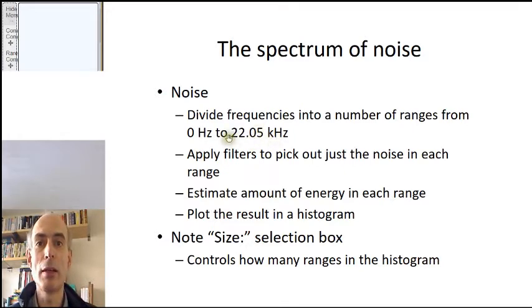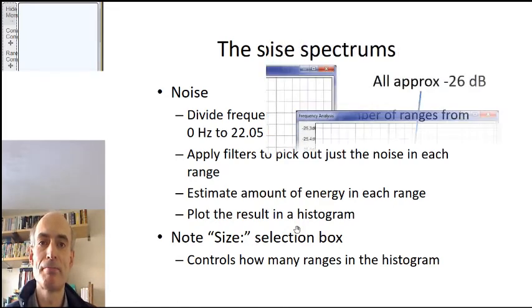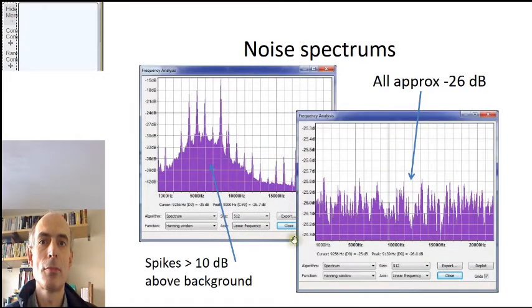Once we've divided our frequencies into these ranges, we then apply a series of filters just to pick out how much noise is in each one of those frequency ranges, estimate the amount of energy in each range, and plot the result in a histogram. Audacity is very good at doing this and can plot these graphs. These are a couple of graphs output from Audacity with two different types of noise being analysed.